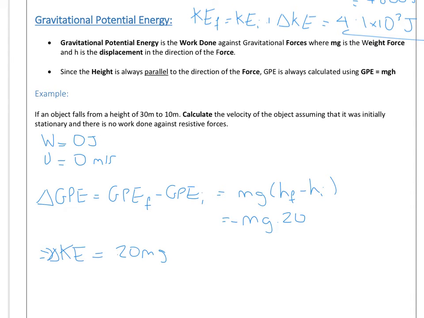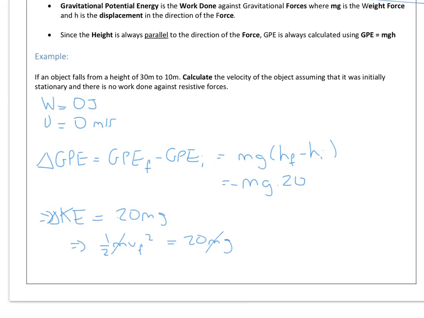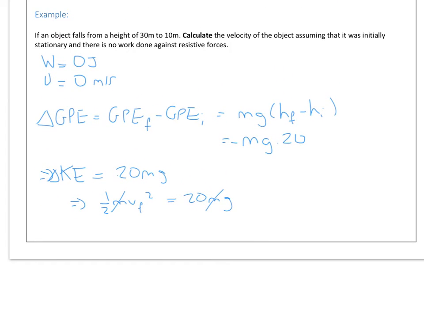We know the initial velocity is 0, so we can actually say that half the final velocity squared, I would have to subtract the initial, but it's 0, is equal to 20 mg. And then, you can see here, this is why we didn't need mass, because the mass is going to cancel out in these two equations.